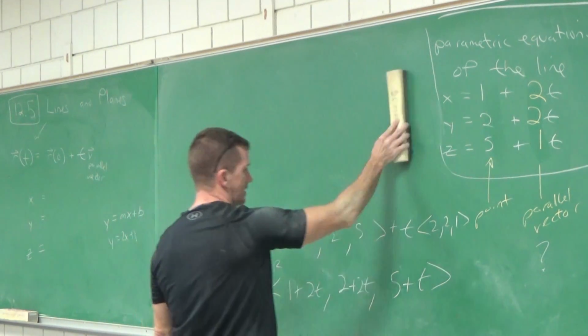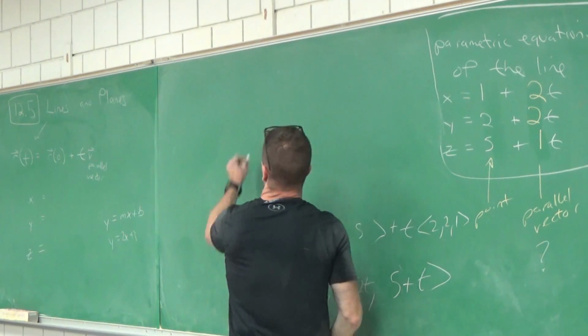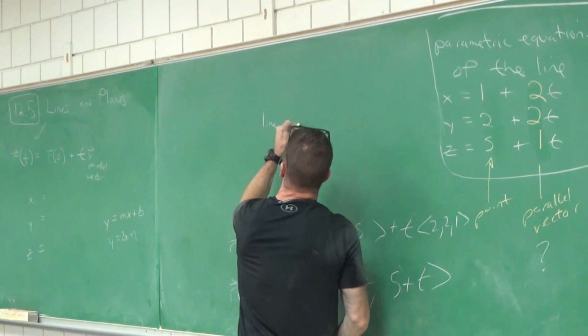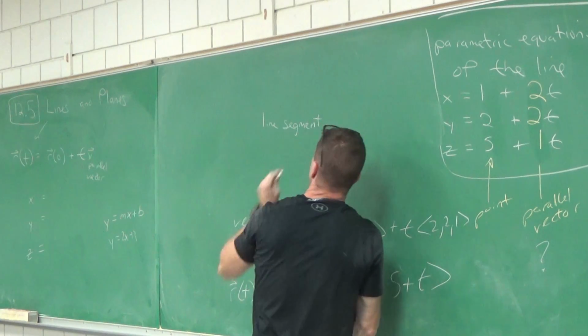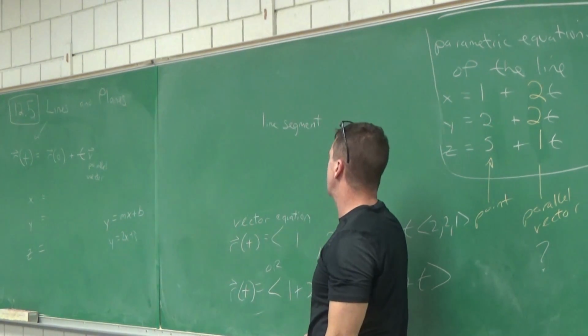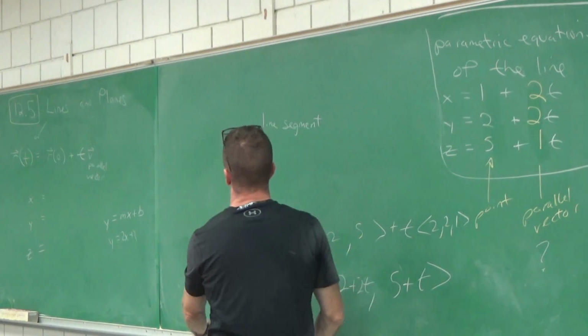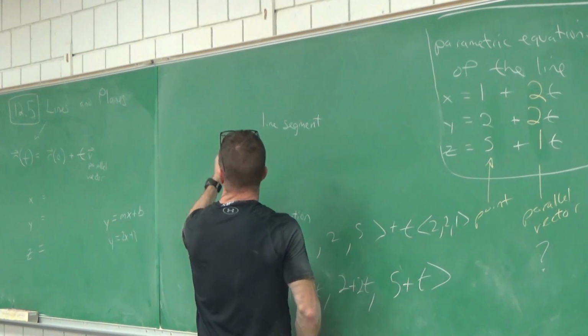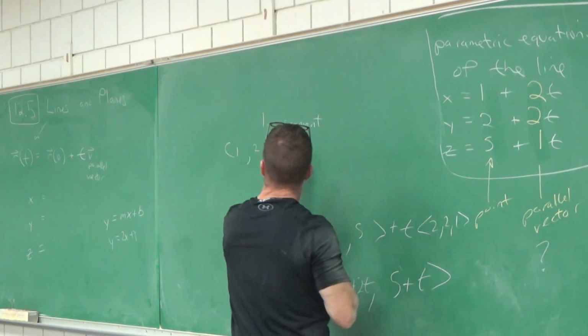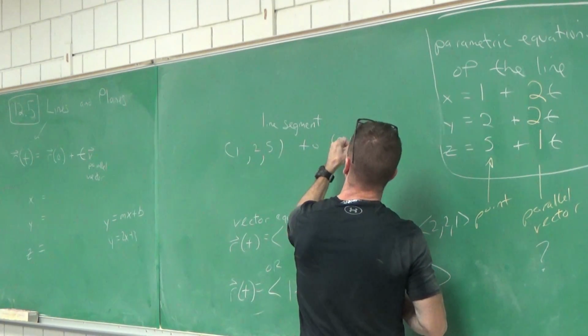Hey, one more thing. This described a line, right? If they said line segment, doesn't a segment stop and start? So what were the 2 points again? What was the first one? 1, 2, 5, and it went to what? 3, 4, 6. I just wanted to add this one thing.